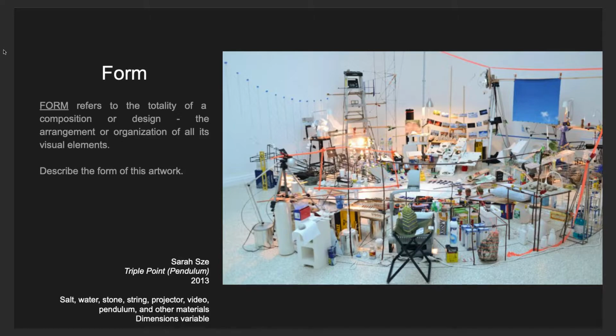When we talk about the form of this artwork, I see a ladder. I see objects in a circle. I see these blue dots with strings hanging on them. I see a big blue area over here. The way this is organized and the cluster of objects and even the specific objects are the form of this artwork.